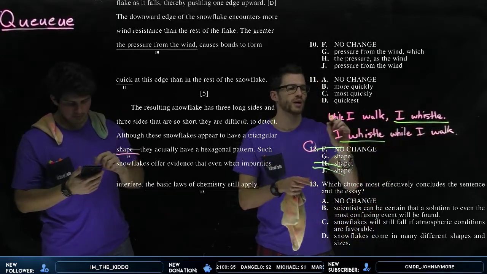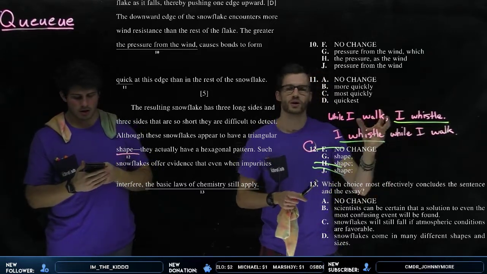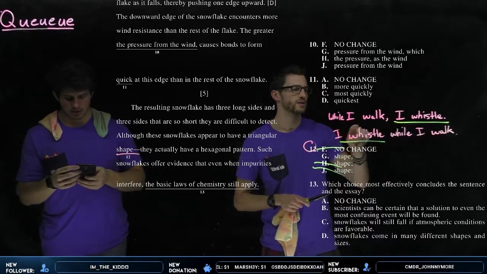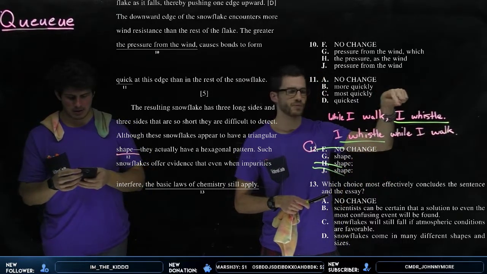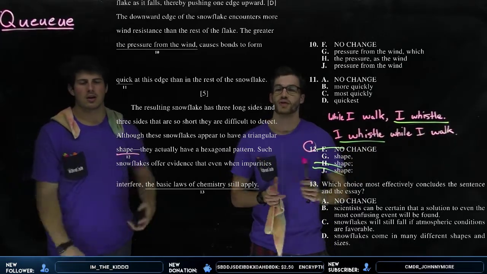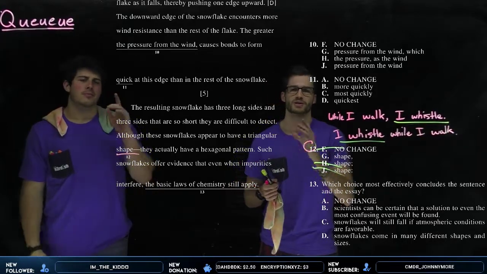But here we have "while I walk, I whistle." And we need to take that pause or show the reader that there's a pause here so we know we're moving on to something else. That's why this one is technically inverted, the top one, and that's why you need the comma before the independent clause. So this is one of the types of comma uses, which is dependent clause, comma, independent clause.